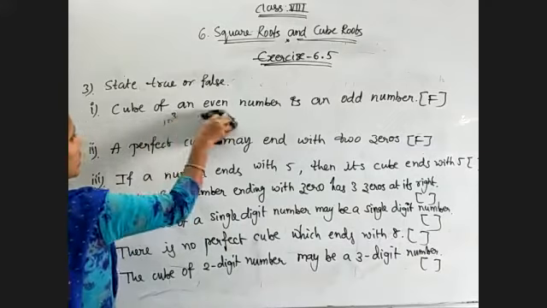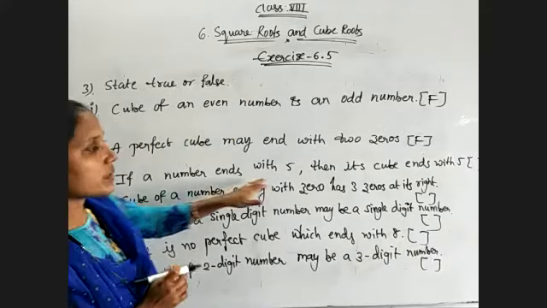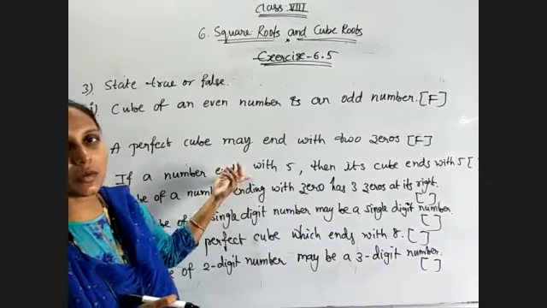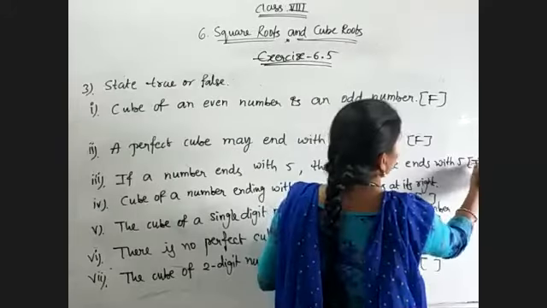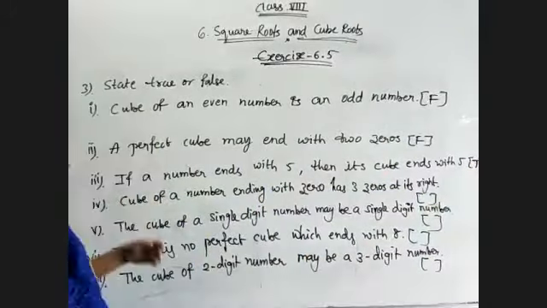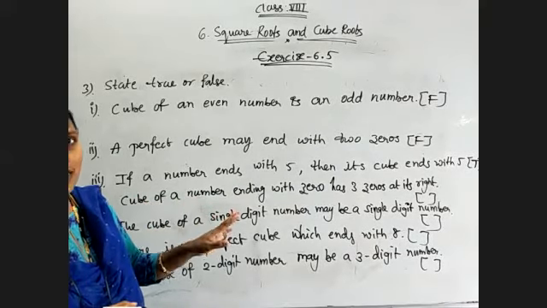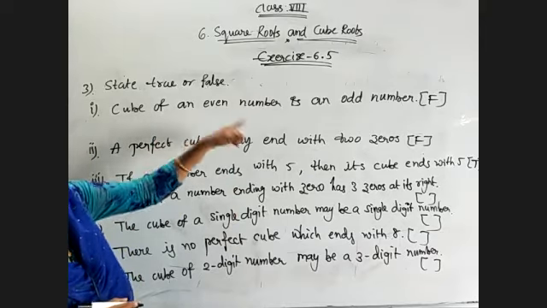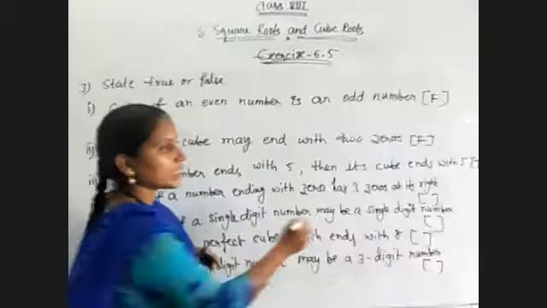Now coming to the third statement. If a number ends with 5, then its cube ends with 5. Yes, 5 cube is equal to 125. So it is true. And the cube of a number ending with 0 has 3 zeros at its right. Just now we did: if I take the cube of 10, I get 1000. 3 zeros are there at the right side. So it is also true.